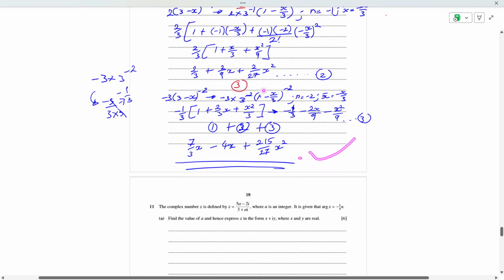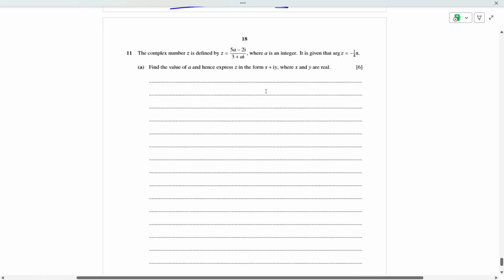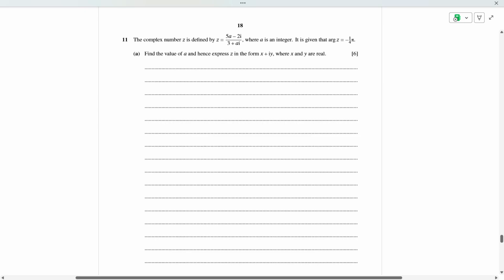All right. Now question 11, which says the complex number z is defined by z is equal to (5a minus 2i) over (3 plus ai), where a is an integer. It is given that the argument of z is equal to that. Find the value of a, hence express z in the form x plus iy, where x and y are real.